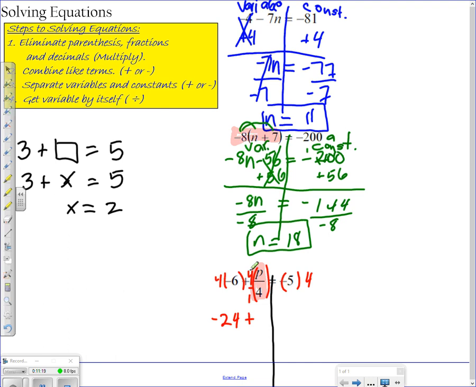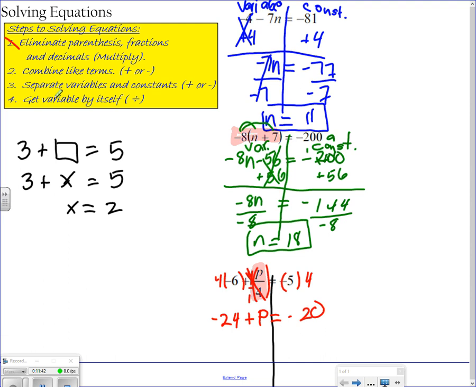Now, can I cancel anything? I can cancel the 4s. You have p over 1. What is p divided by 1? The answer is p. Is equal to negative 5 times 4, which will give you negative 20. Now, if you notice, there are no more fractions, so I'm done with step number 1.